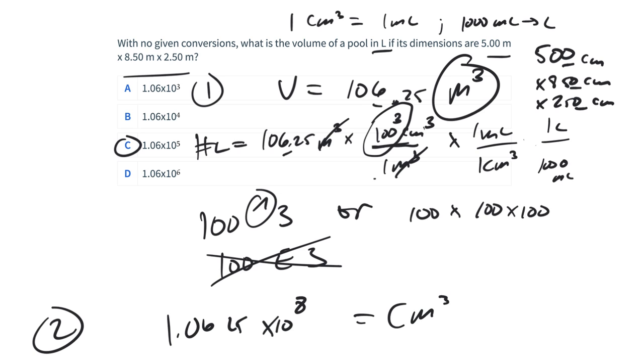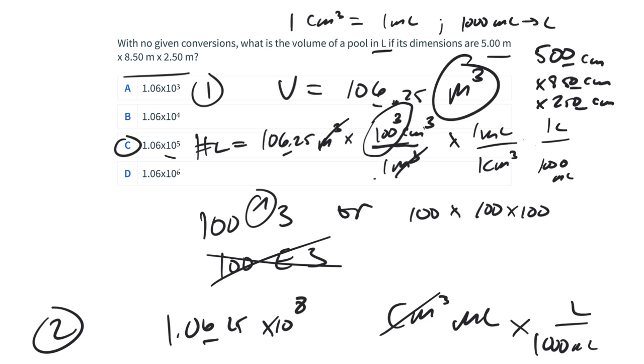And so now I just need to convert this, which is directly a milliliter. So a cubic centimeter is a milliliter. So that's an easy conversion. Then 1,000 milliliters per liter. So we're just dividing by 1,000. So that's, again, coming up with 1.06 times 10 to the 5.